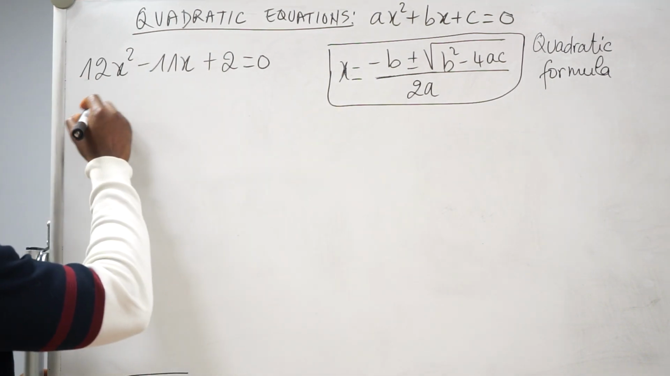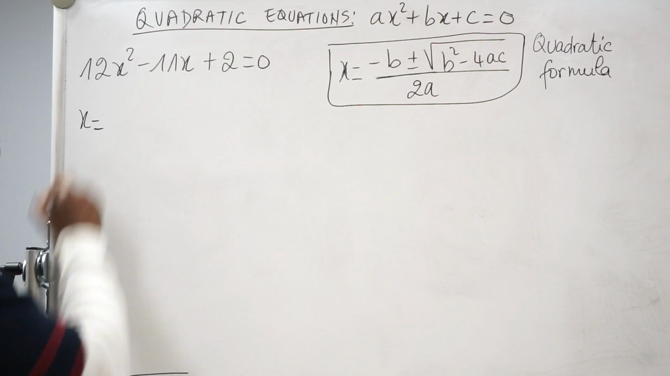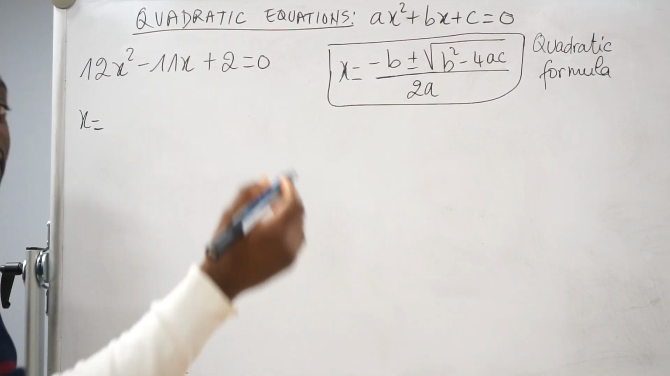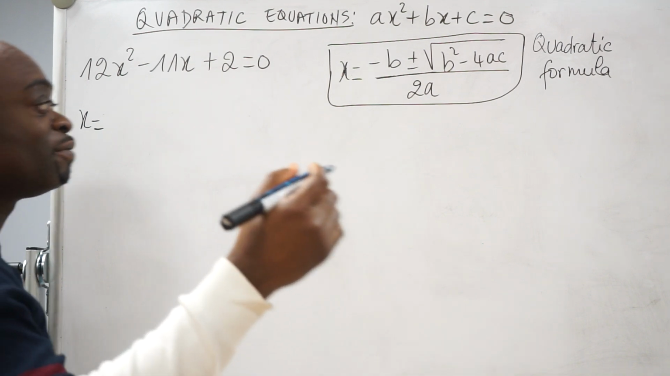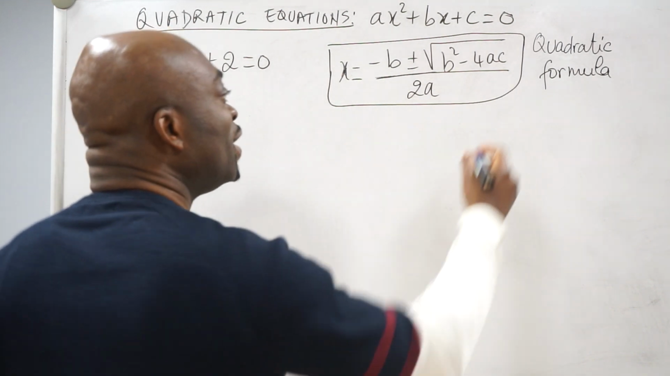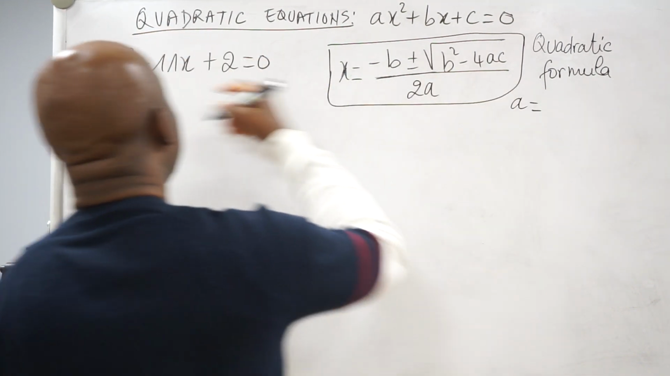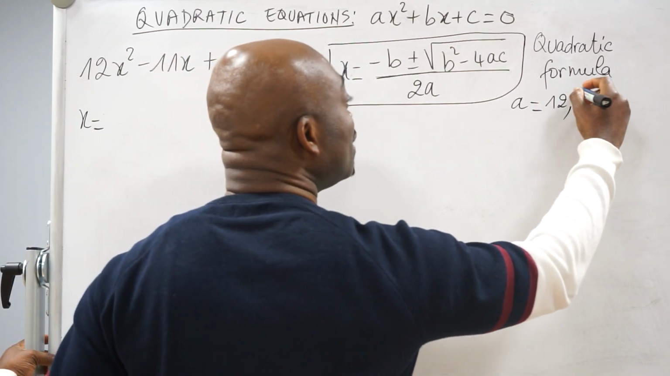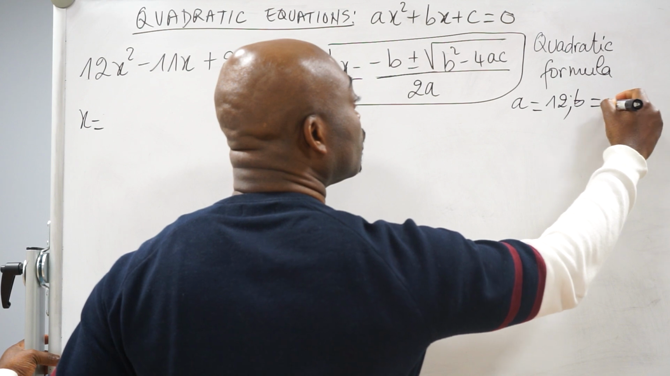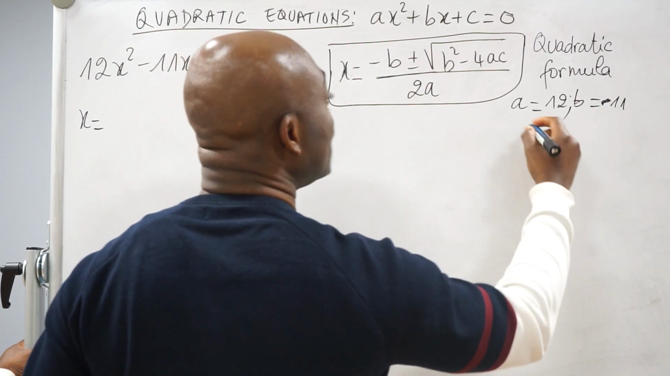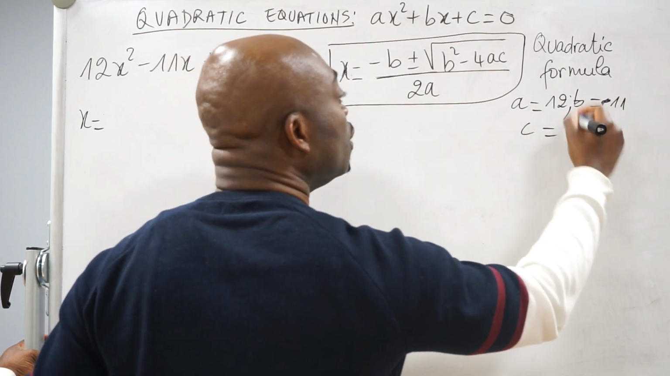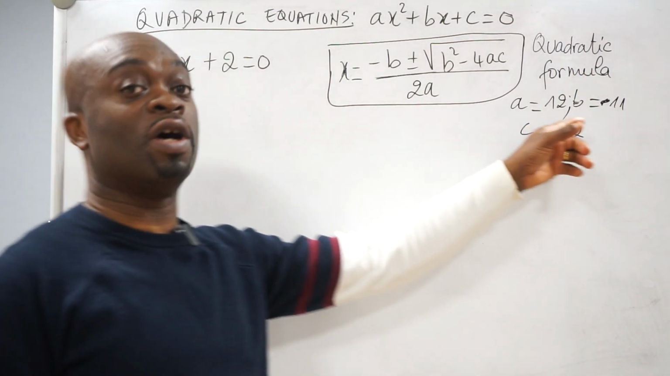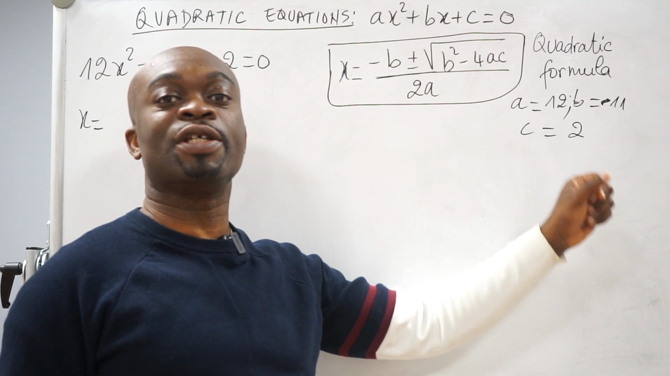So we're going to have x equals, then negative b. So what is a? What is b? What is c? That's one thing you also want to do for yourself, which is to detect what a is. A in this case is 12, b is negative 11, and c is equal to 2. So you have a, which is 12, b, which is negative 11, and c, which is equal to 2.